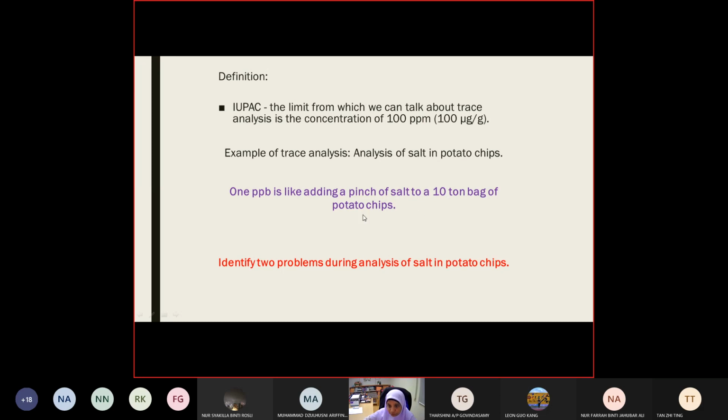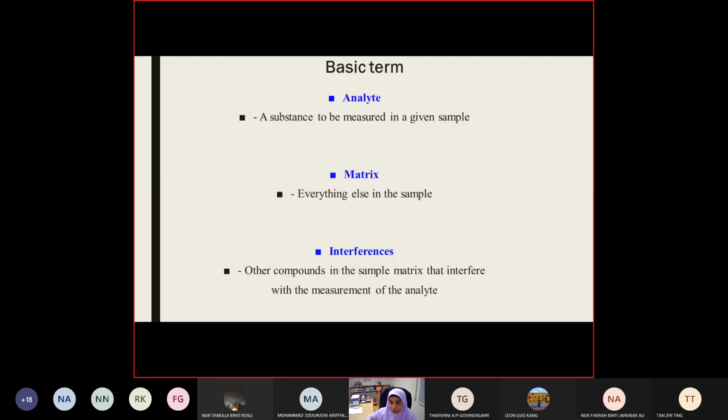For an example of trace analysis, 1 ppb is like a pinch of salt in a 10-ton bag of potato chips. That is a very simple way to describe how low the concentration is. 1 ppb of salt is like a pinch of salt in a 10-ton bag of potato chips.